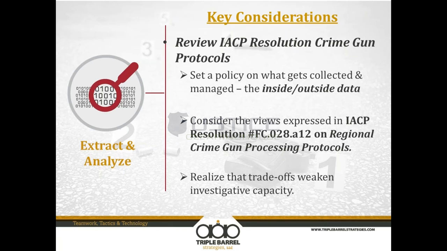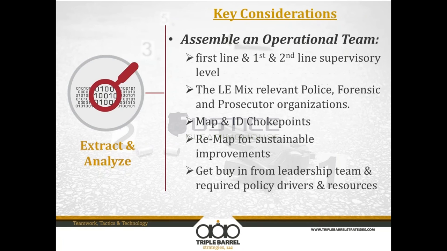When it comes to the information inside and outside the gun, sometimes it's easy to make a decision. Well, I'm not gonna trace this gun. Maybe I'll NIBIN it, but I'm not gonna do fingerprints because sometimes we don't have good luck finding fingerprints. But every time you make a trade-off, you have to understand that it can weaken your investigative capacity. So that's why it's so important that the critical law enforcement mix of police, prosecutors, and forensic personnel make these decisions.